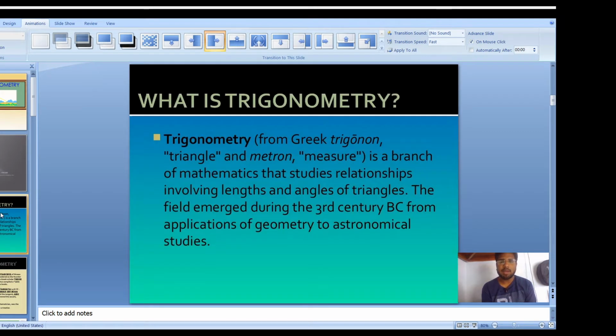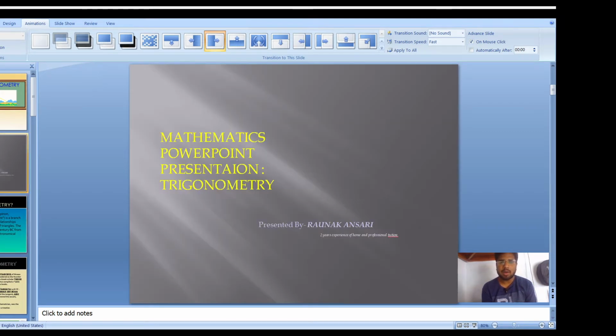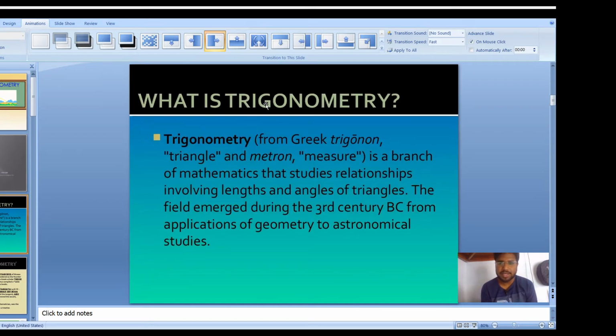So, our topic is a Mathematics PowerPoint presentation on trigonometry. Now, I am going to explain what trigonometry is. Basically, trigonometry is a very basic and important branch of mathematics that describes the relationship between the angles of triangles and their lengths. And this trigonometry came in the 3rd century.